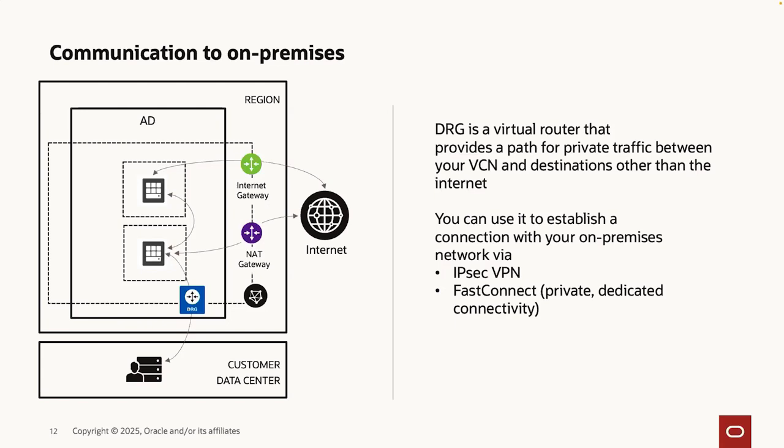VCNs and DRGs do have a one-to-one relationship as well, and in comparison to the internet and NAT gateway and the service gateway that we will cover in the next slide, the DRG is a standalone object. So it's an attachment to the VCN. You create it outside of the VCN and then attach it, whereas the internet gateway, the NAT gateway, and the service gateway are all created within the VCN. So if you were to terminate the VCN, unlike the internet, the NAT, and the service gateway, the DRG will not be terminated with it. You will still have that attachment, and you can move it to a different VCN if needed.